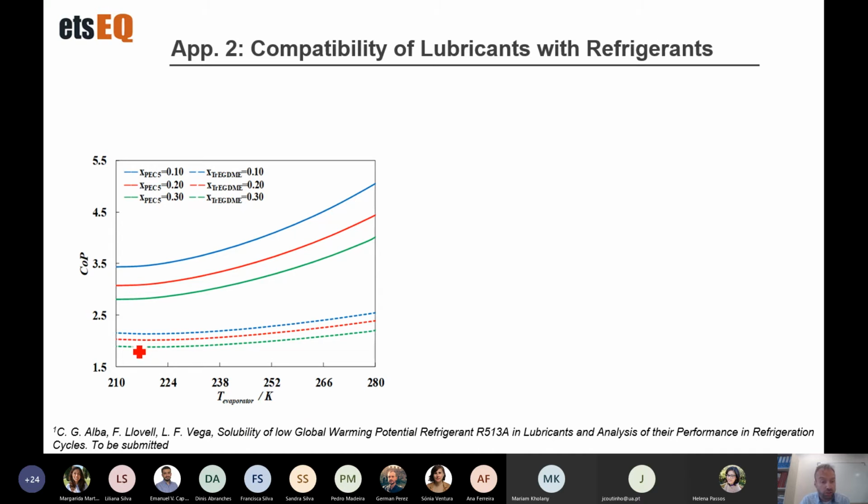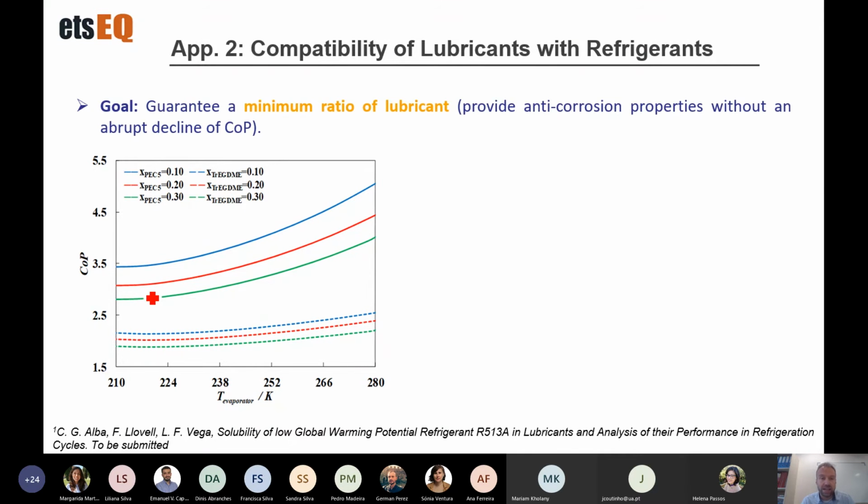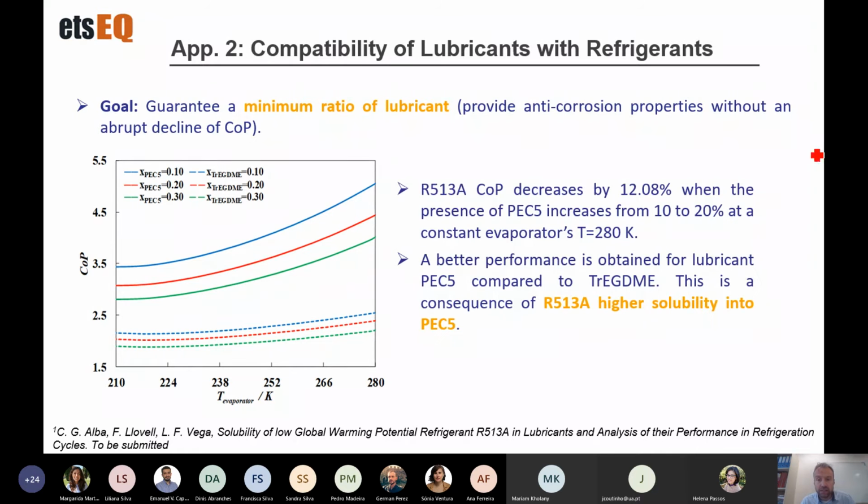We're also including here some results for another lubricant, which is triethylene glycol dimethyl ether, which we skipped, okay? And you can see how the coefficient of performance is far lower compared to PEC. So basically, as I was saying, the goal was to guarantee a minimum ratio of lubricant. Let's say that a small leak is good to provide anti-corrosion properties, but then we have not to exceed 10%, because when we move from 10 to 20%, the decrease is around 12%.